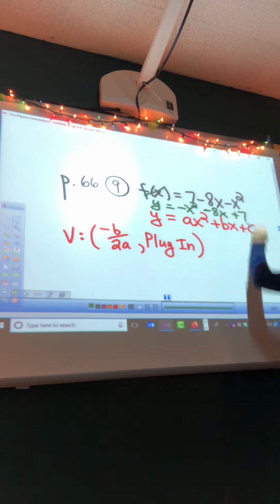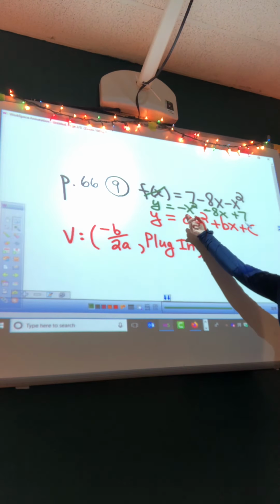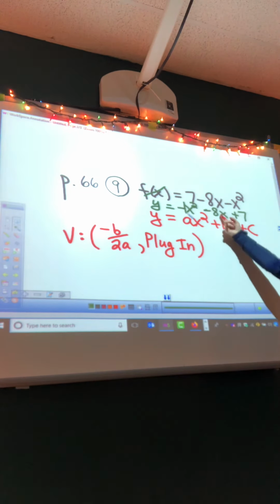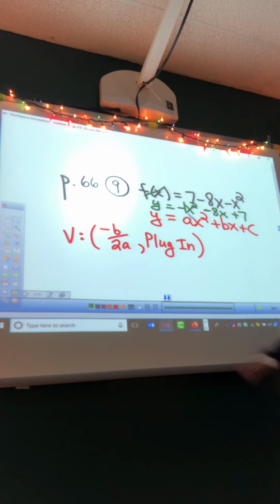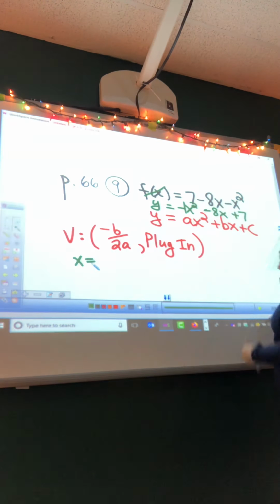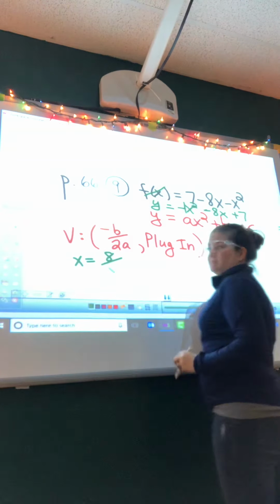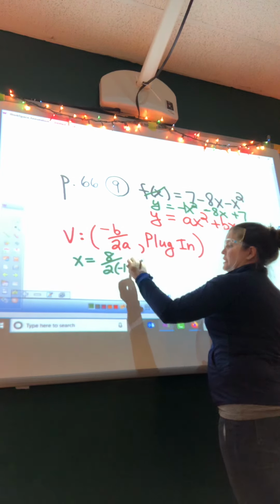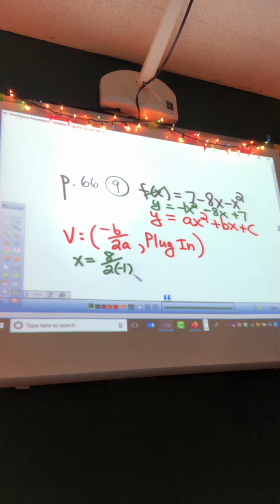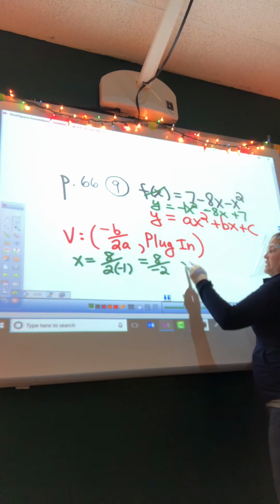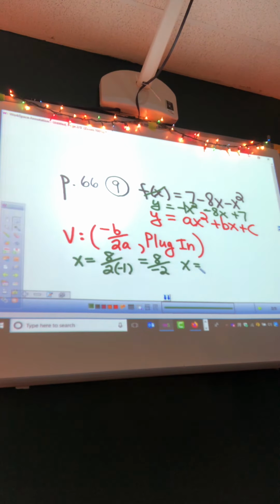Very good. So when we go to look at this, what's my a? What's in front of x squared? Negative 1, thank you. What's my b? Negative 8. So now we're ready to go ahead and use that formula. X equals opposite of b, so opposite of negative 8 is positive 8, over 2 times my a, you told me a was negative 1. Then we do the math. We say, okay, 8 over negative 2. That gives me an x value of negative 4.